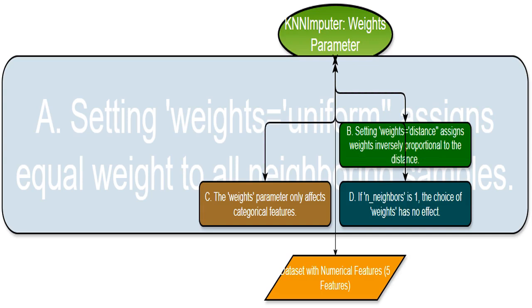This statement says that choosing uniform in KNNImputer means each neighbor contributes equally to the average for missing values. I find this true. Think of it like a democracy. Everyone gets one vote. Simple and fair.